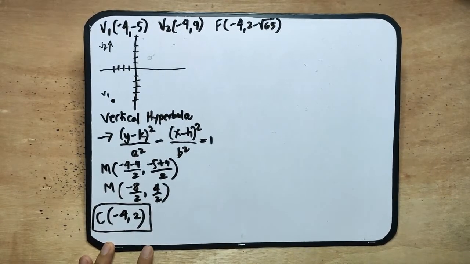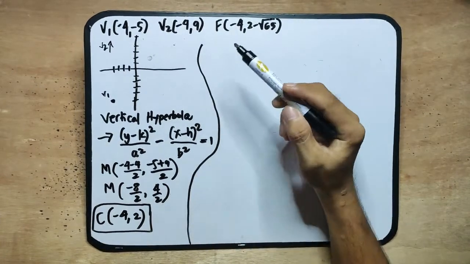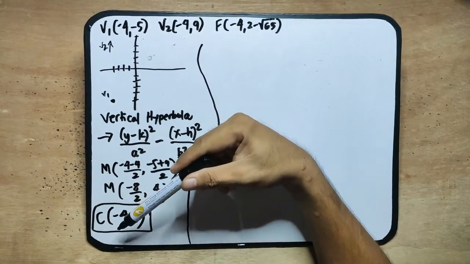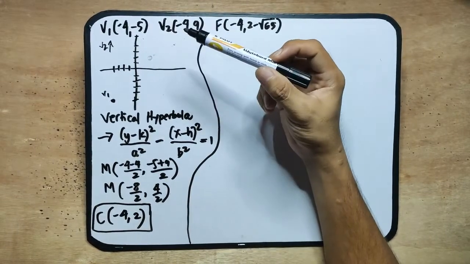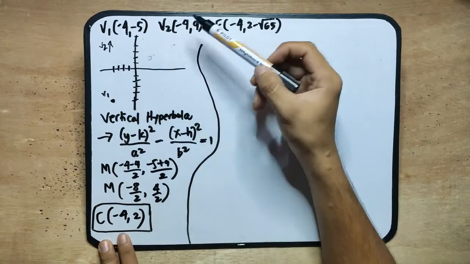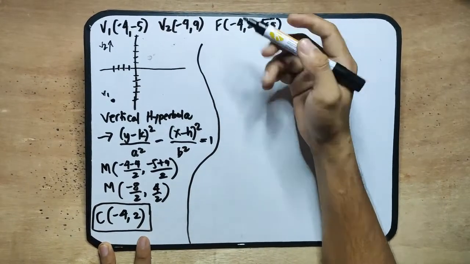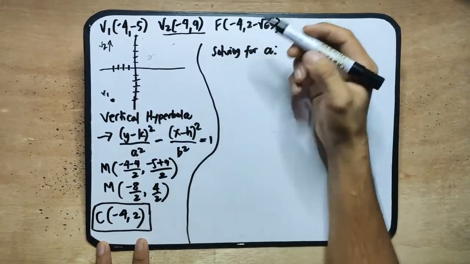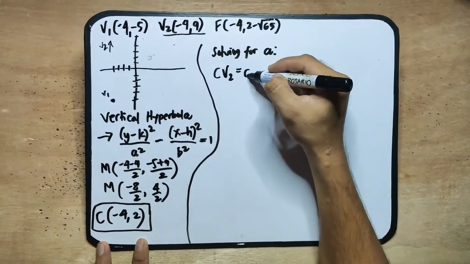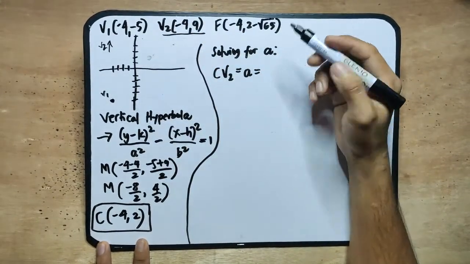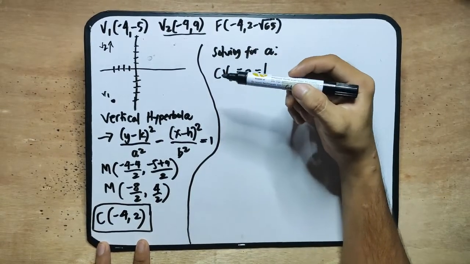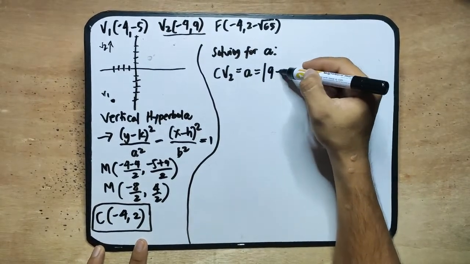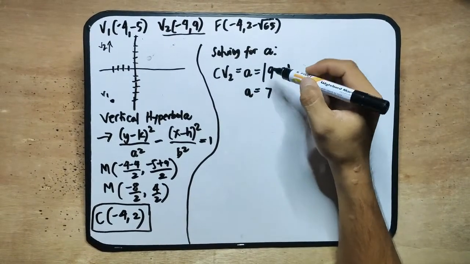So how can we solve for the value of a? Since we already got the center, a is the distance between the center and any of the vertices. To find that, we can use the center and any of the vertices and solve for the distance. I'll just use V sub 2 and C. The distance between C and V sub 2, or that is a, since they are on a vertical line, we consider the difference of the coordinates that are not the same. Since the x-coordinates are both -4, we consider 9 and 2. So that is 9 minus 2. So the value of a is 7.